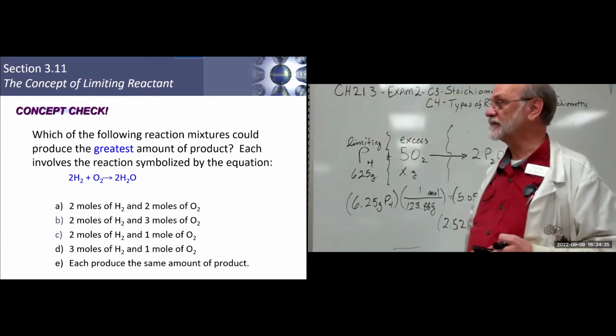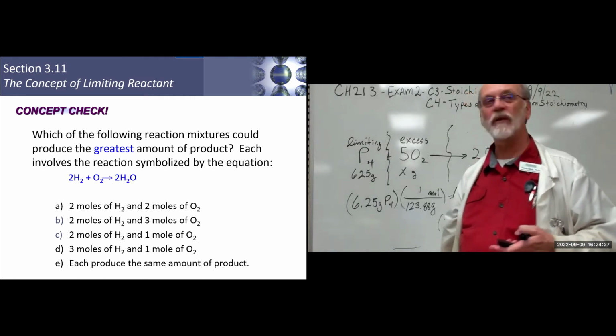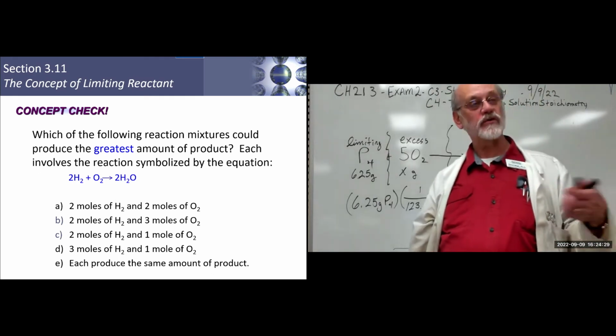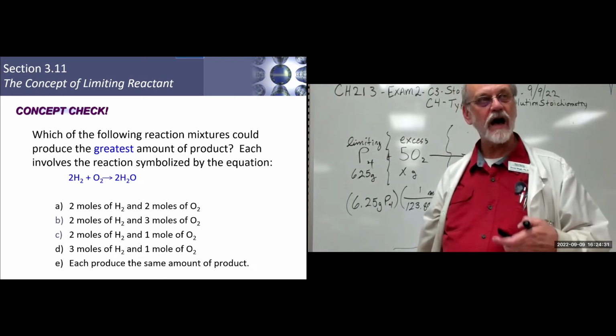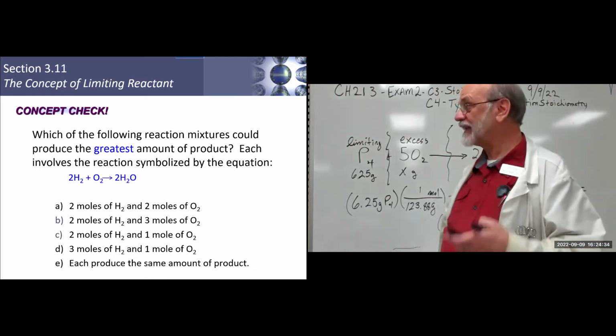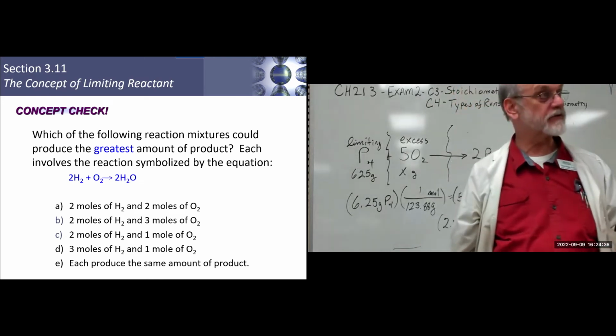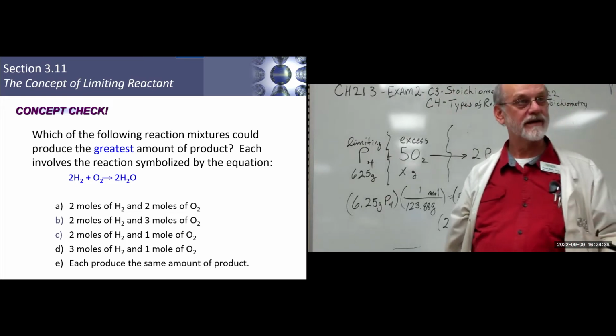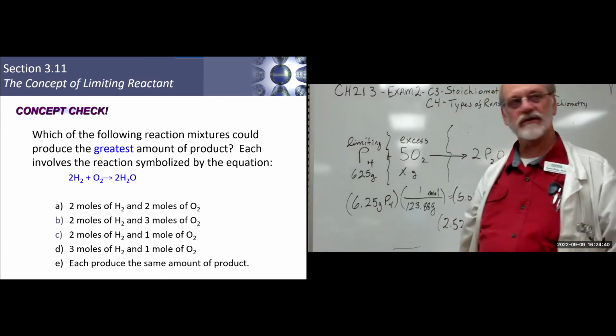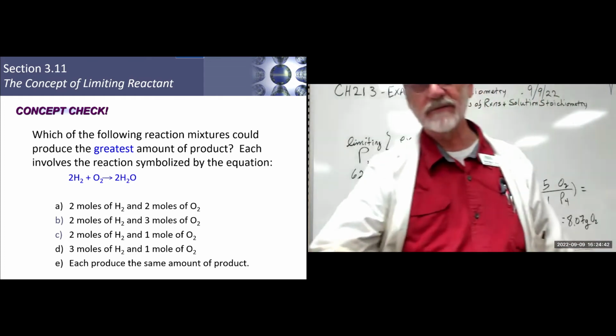2, 1, 2. 3 moles of hydrogen and 1 mole of oxygen. Now, which one runs out? Oxygen runs out because you only need 2 moles of hydrogen. You got 1 left over when the reaction's done. But they all make the same amount, 2 moles of water.